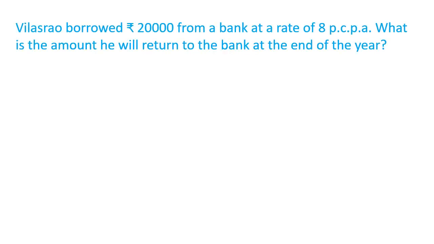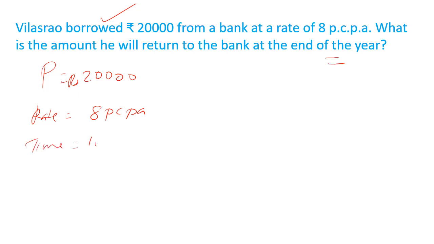Let us go ahead. Vilas Rao borrowed 20,000 rupees from a bank at the rate of 8% per annum. What is the amount he will return to the bank at the end of the year? This is a borrower, Vilas Rao has taken a loan. How much? The principal is given again: principal is equal to 20,000 rupees. And what more is given? The rate of interest is given: 8% per annum, 8 rupees per 100. At the end of the year, only 1 year is asked. Time is 1 year; we always have to convert it to year or years.